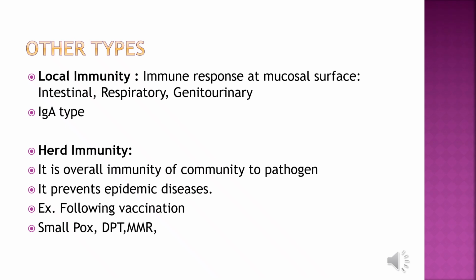Examples are intestinal, respiratory or genitourinary mucosa, and it is of the IgA antibody type. Herd immunity is the overall immunity of a community to a pathogen. It prevents epidemic diseases. An example of herd immunity is following vaccination. Smallpox was eradicated because of smallpox vaccination, because of herd immunity. Other examples are DPT and MMR vaccines.